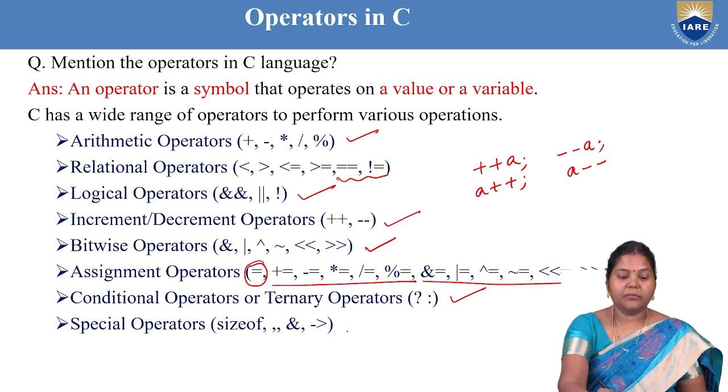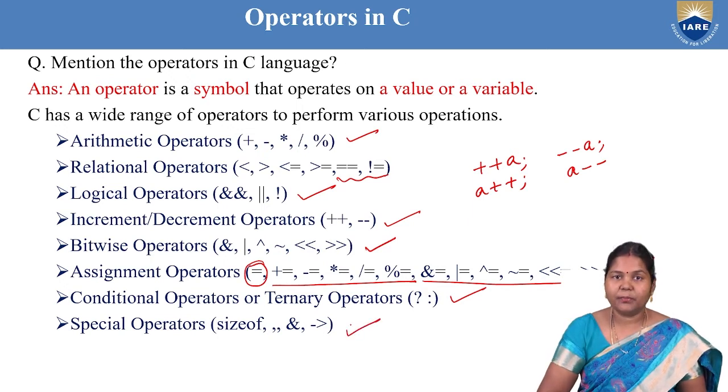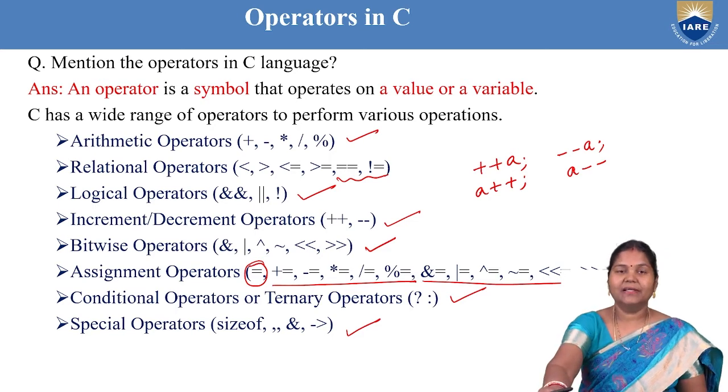Now, the last kind of operators are a number of special operators that are available. One is called the sizeof operator, to check the size of any data type. Next is the comma, which is a special operator. Then the ampersand is a special operator which denotes the address operator also. And the arrow is used in structures, and also in the pointer concept. So these are some of the special operators available in C language.